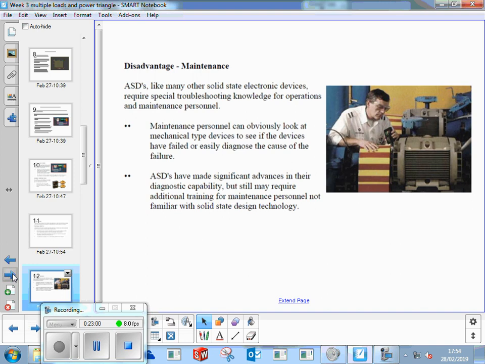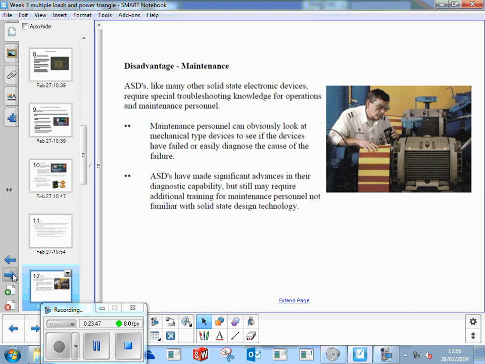Maintenance. Like any other solid state device, it requires specialist troubleshooting knowledge for operations and maintenance personnel. I wouldn't think there are too many end user situations where they've got an engineering department that could service or repair the internals of any inverter motor drive on their own. One, the manufacturer is very unlikely to give you the information. Two, whether someone at that level would have the skills and knowledge about that system to be able to fault find on it is debatable.